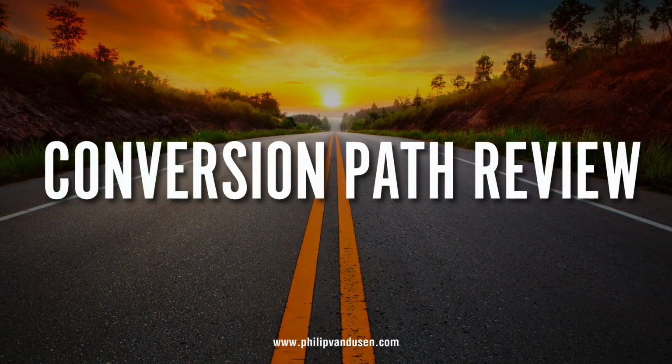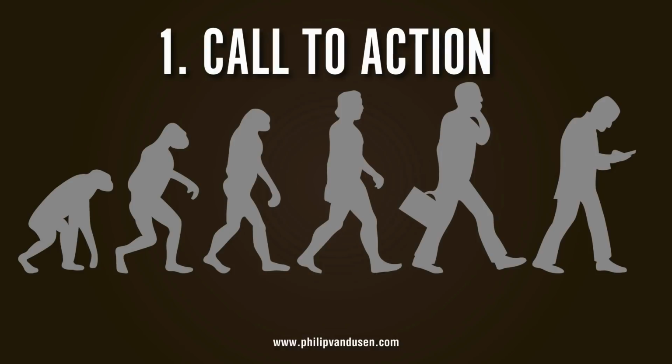But first, I want to do just a quick review of the conversion path process. There's 4 steps to the conversion path. One is that you have to have a call to action. You may have that call to action on your website, on a page on your website, in a blog post, on a Facebook ad. You got to get people to click that link, click that button to download your lead magnet. So number 1 is a call to action. What do you want them to do?